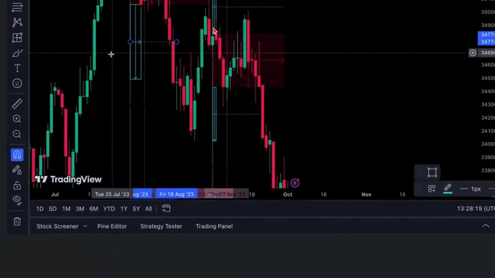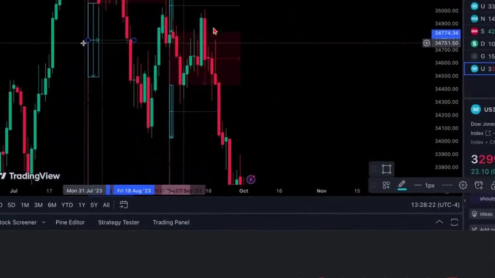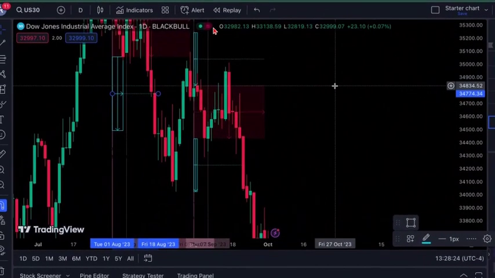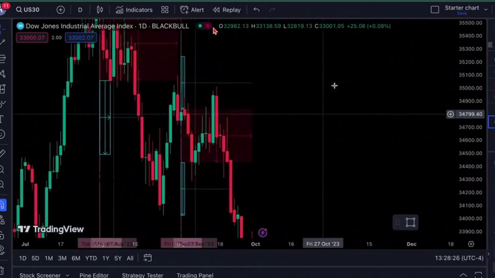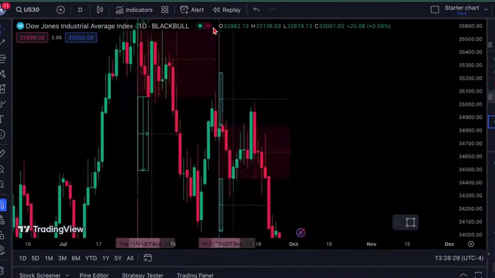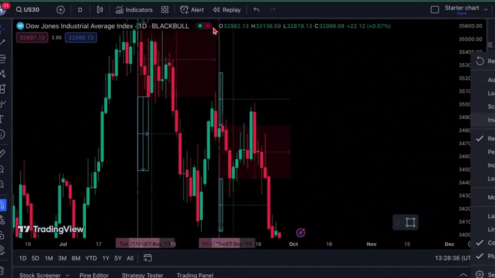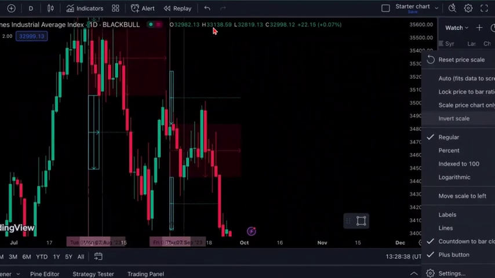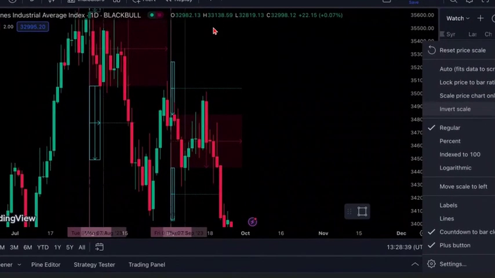So can you, let me see, can you go to your price? We're about to back test real quick. Can you go to your prices, you see the prices to the right of your chart? You see all those prices, the scale? I need you to put the scale on the left hand side. So right click on it and move scale to the left.